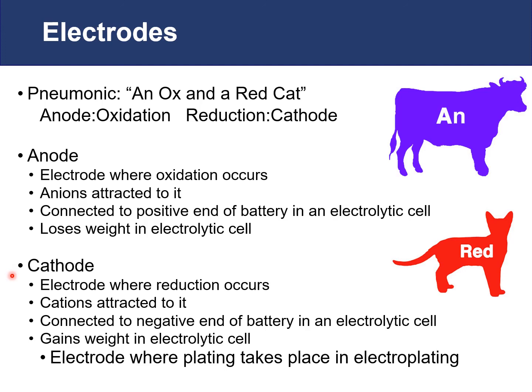The cathode, on the other hand, is the electrode where reduction occurs. Cations are attracted to it. So in the salt bridge is a salt, so it has a mixture of both anions and cations. The anions in the salt bridge solution flow towards the anode. The cations from that same salt solution flow towards the cathode. The cathode is connected to the negative end of the battery in an electrolytic cell, and typically this is the one that will be gaining weight in an electrolytic cell. The cathode is the electrode where the plating takes place in electroplating.